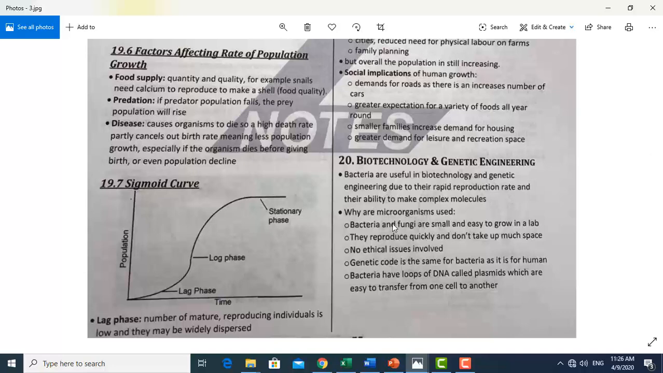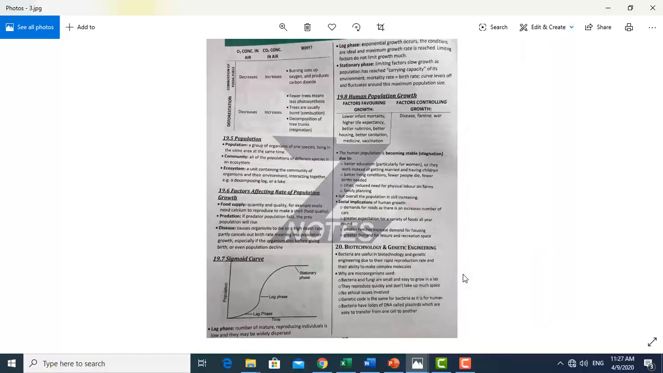Why are microorganisms used? Bacteria and fungi are small and easy to grow in the lab and they reproduce quickly, so it doesn't take much space and no ethical issues are involved. Plus, the genetic code is the same for bacteria as for humans, and bacteria have loops of DNA called plasmids, which are easy to transfer from one to another.